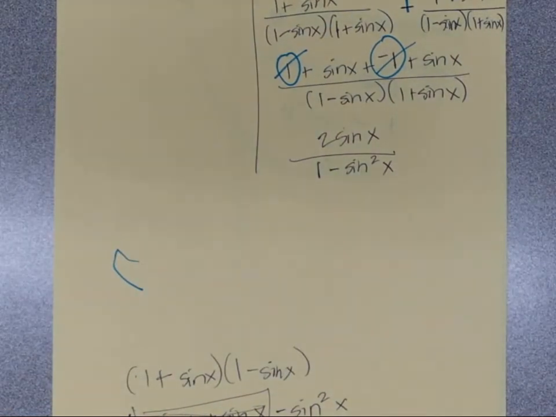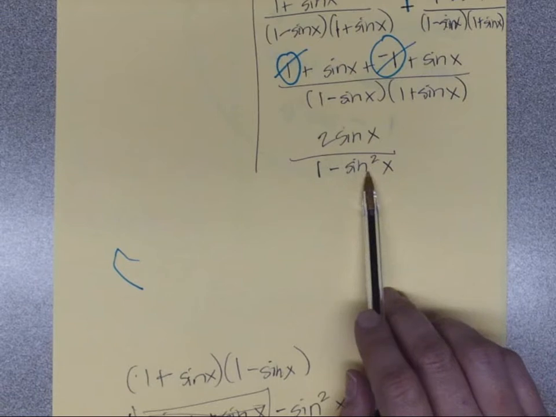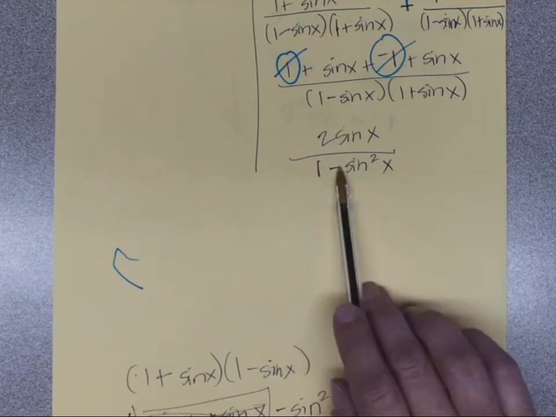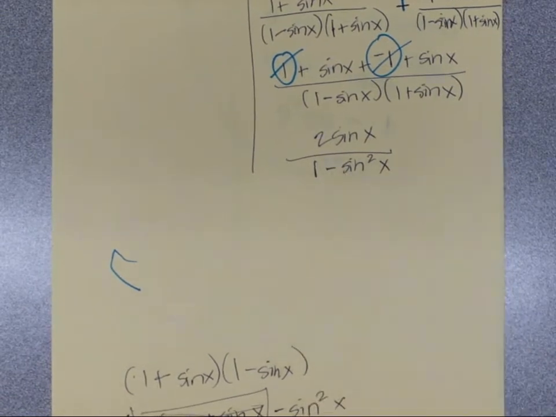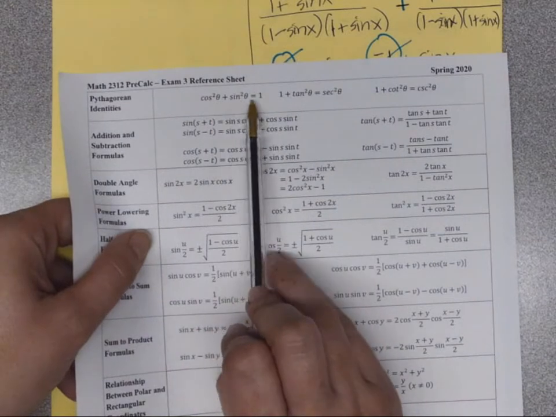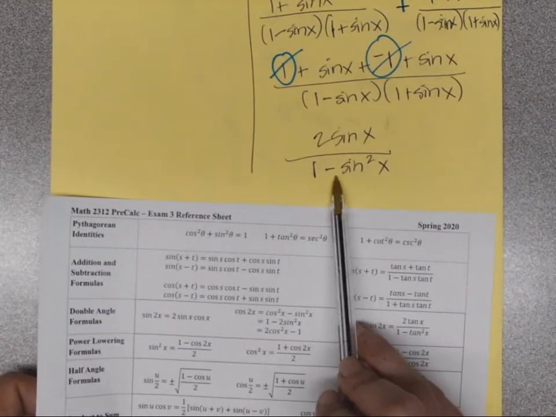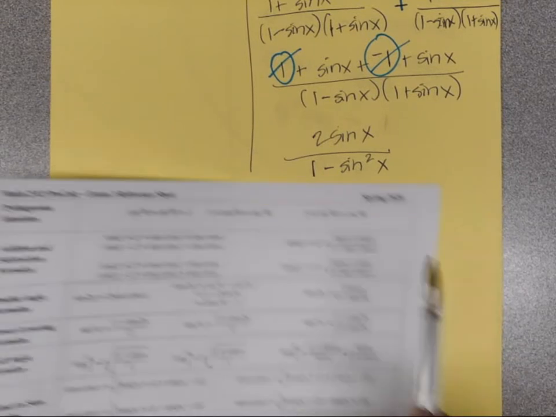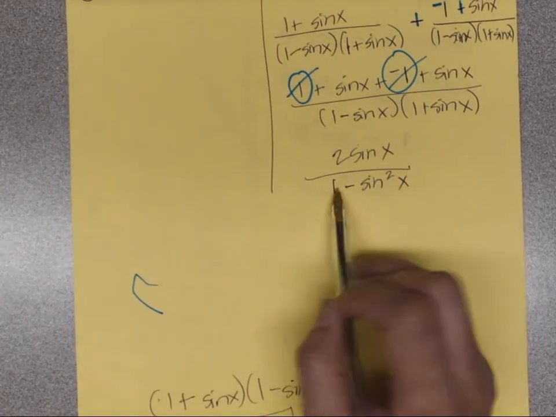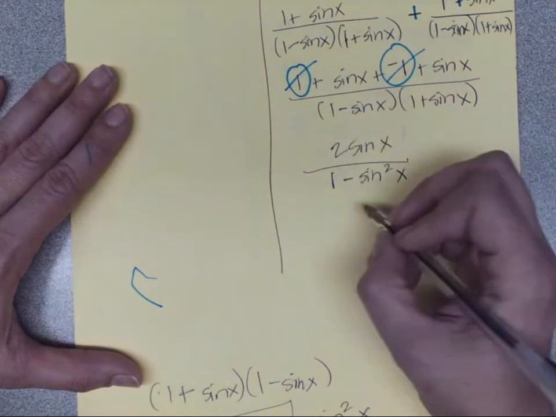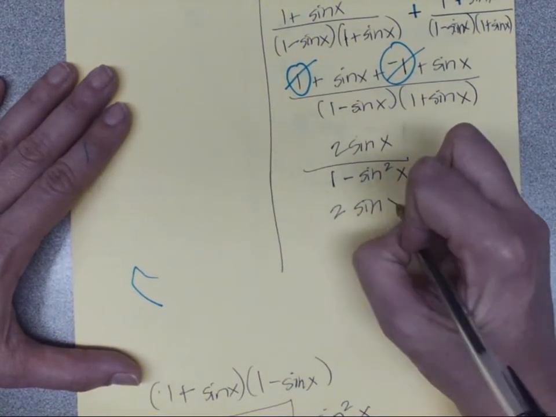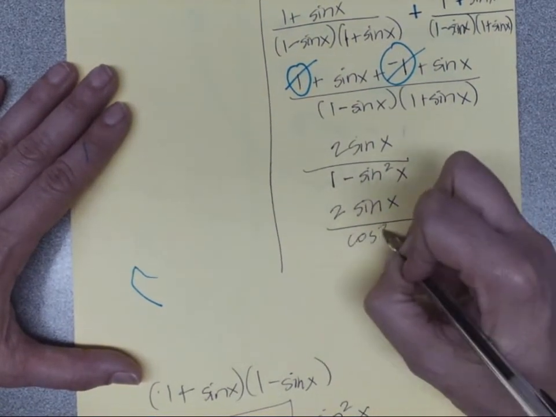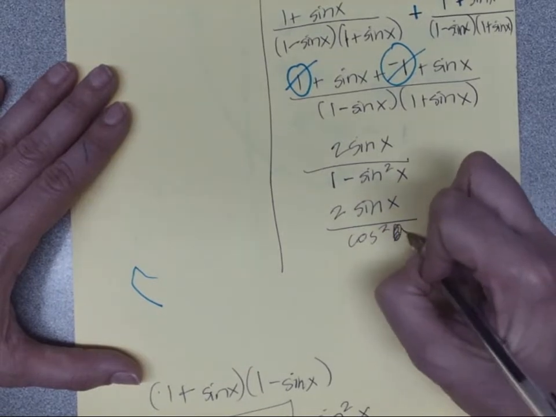And then from here, anytime you ever have a sine squared x or a cosine squared x and a 1, or cosine and sine squared together, that's going to be your Pythagorean identity. So just a reminder, cosine squared plus sine squared equals 1. So that means that 1 minus sine squared, if I subtracted sine squared over here, I would be left with cosine squared here. So this is actually cosine squared x here. Okay, so this becomes 2 sine x over cosine squared, not theta, sorry, x.